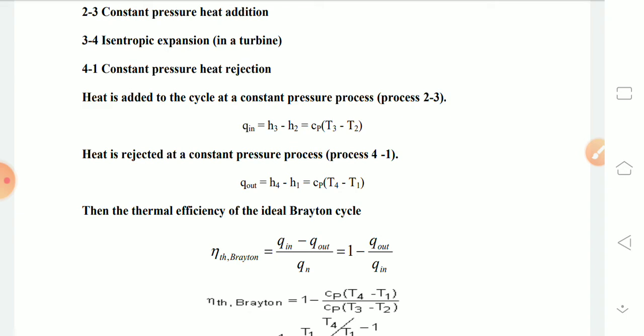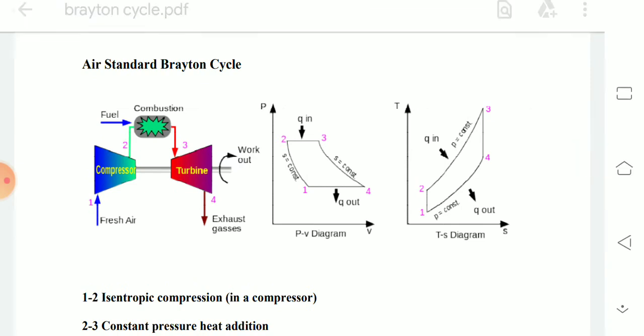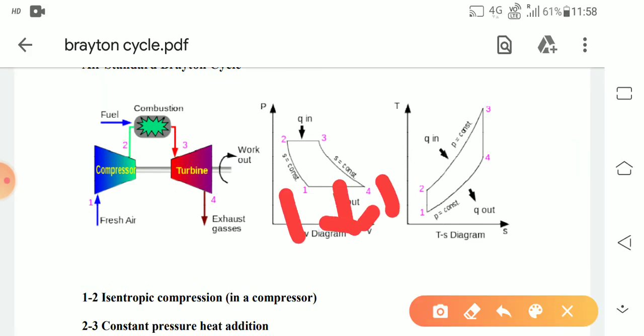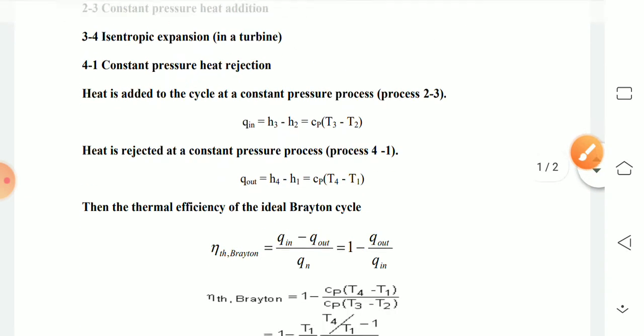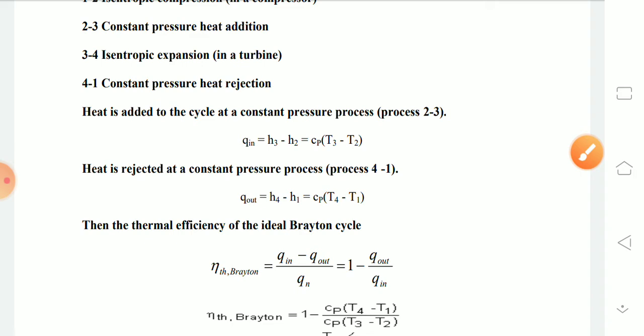Heat is added to this cycle at constant pressure, in process 2 to 3. You can write heat input is equal to H3 minus H2, which is equal to Cp into T3 minus T2 in terms of temperature. Now I am going to calculate the heat rejected at constant pressure, that means process 4 to 1. In this process, heat is rejected from the cycle. So you can write Q output is equal to H4 minus H1, which in terms of temperature is Cp into T4 minus T1.